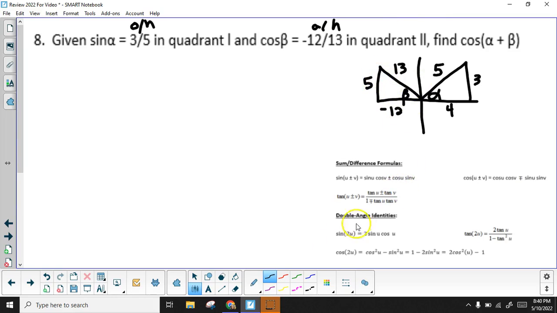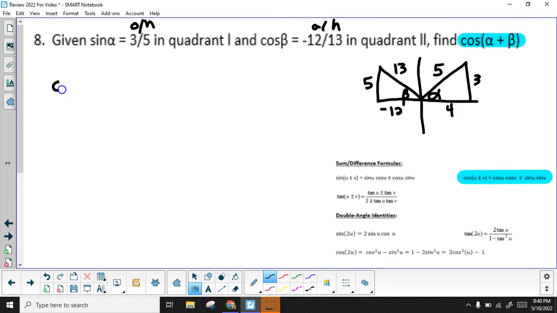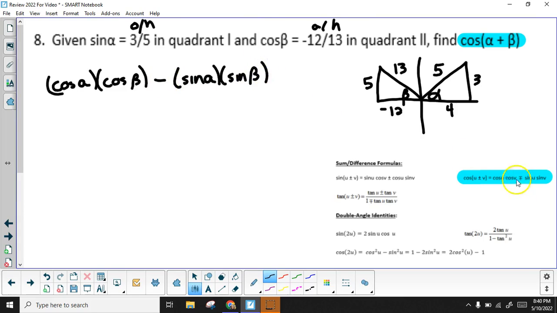Now we need to figure out which formula we want to use to expand. We're doing cosine of alpha plus beta, so we're going to use our cosine formula right there. This is going to be equal to the cosine of alpha times the cosine of beta minus the sine of alpha times the sine of beta. Again, minus here because the sign is the opposite of whatever this was here. If we had a plus here, we're going to have a minus here.